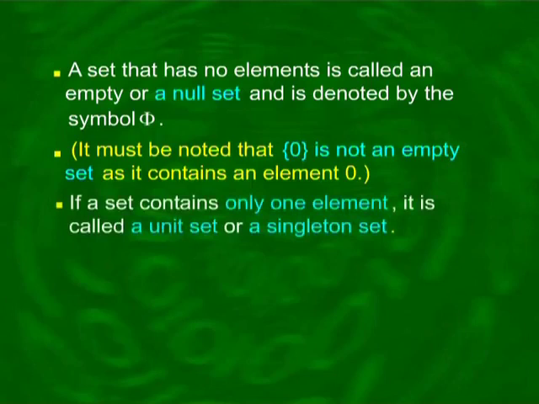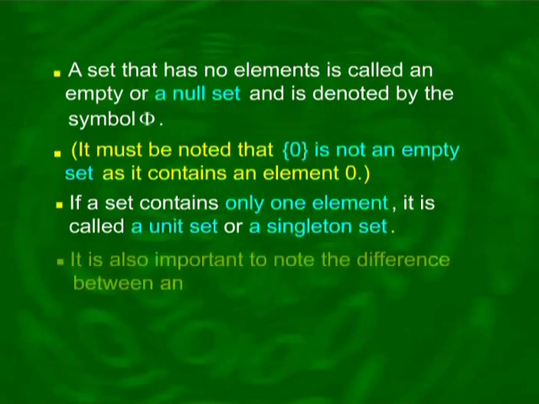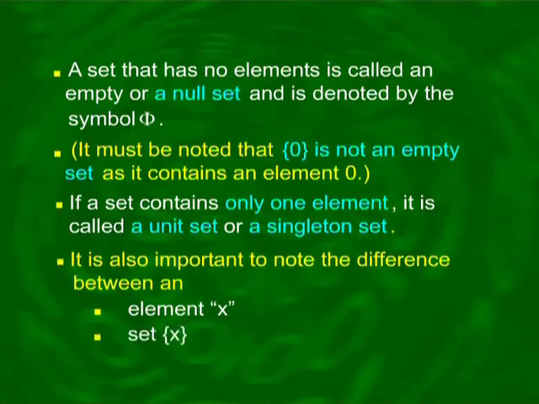In fact, if a set contains only one element, we say that it is a unit set or a singleton set. But students, here also note that if we are talking about one element x, then we will not put parentheses or brackets around it. But if we are talking about a set containing one element x, then we will be putting the parentheses around the letter x, as you now see on the screen.